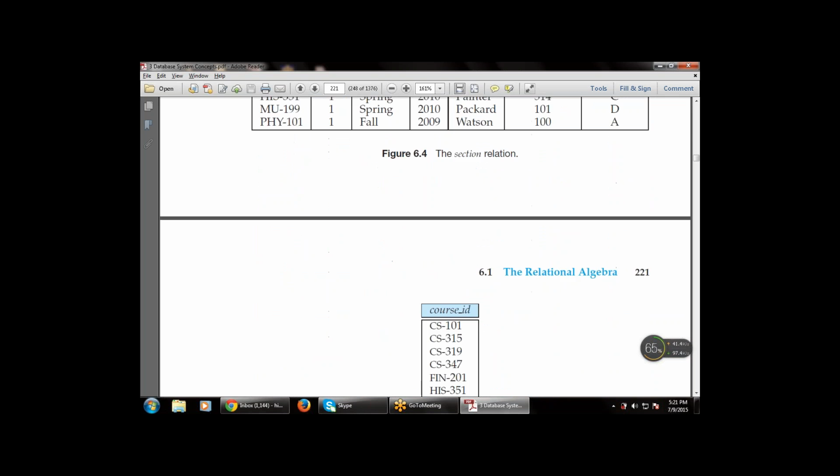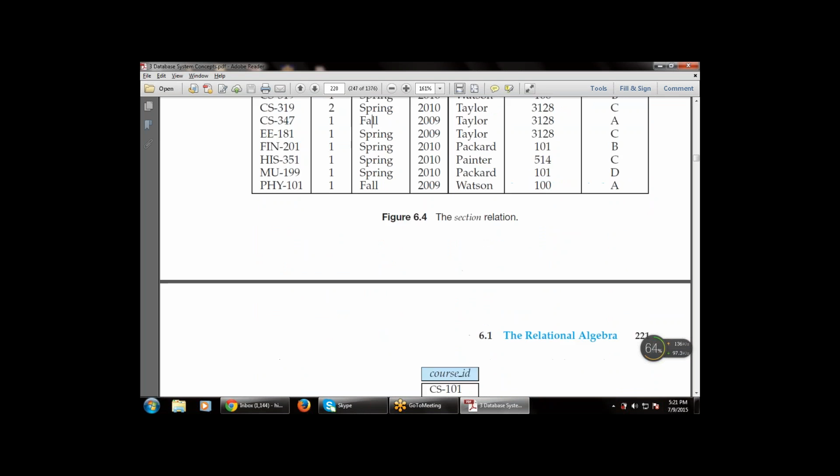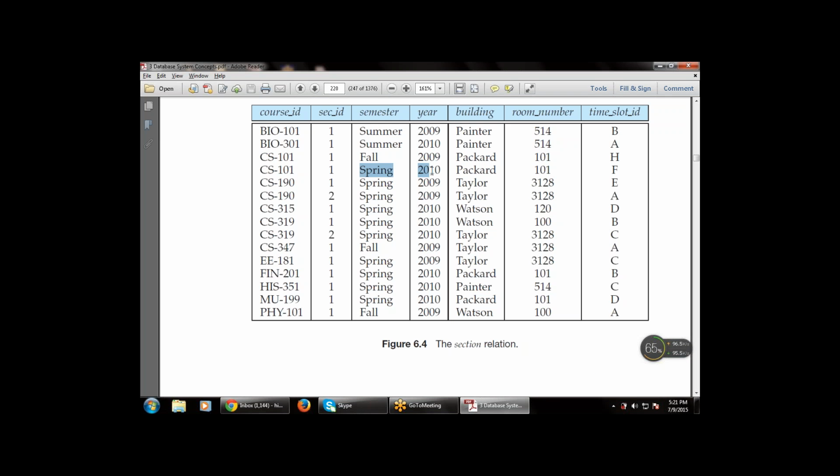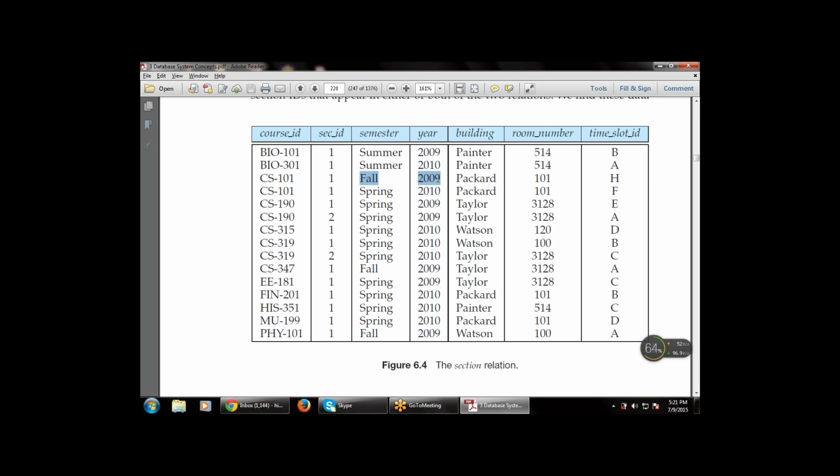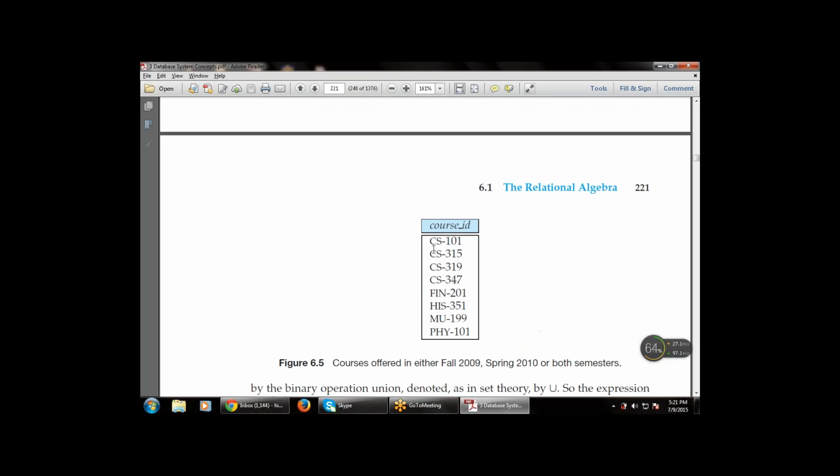So I identify all those courses. This is spring 2010, this is CS 101, and the fall 2009, that is again CS 101. So both the entries are available over here with the one entry.